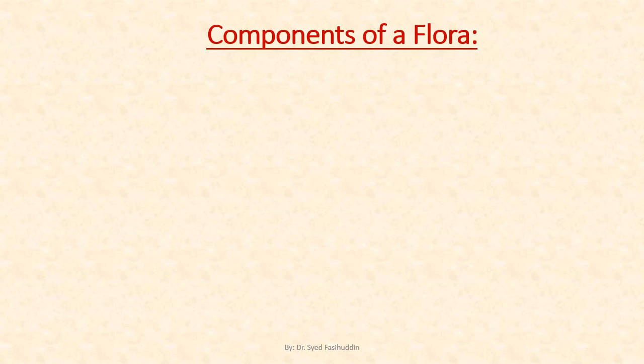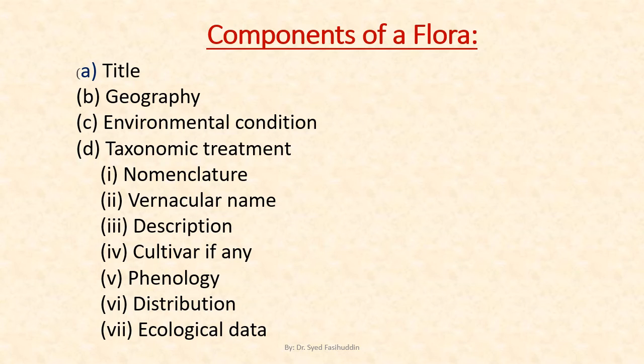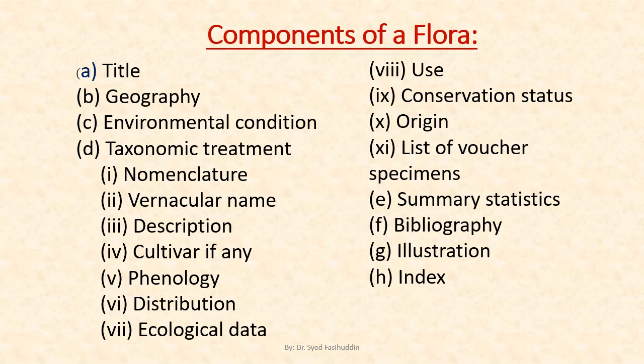Components of a flora. It should contain the title, geography, environmental condition, taxonomic treatment, nomenclature, vernacular name, description, cultivar, phenology, distribution, and ecological data. And also the uses of the plants, the conservation status of the plant species, origin, list of voucher specimens, summary statistics, bibliography, illustrations, and lastly index.